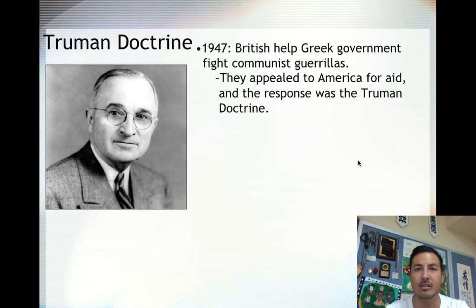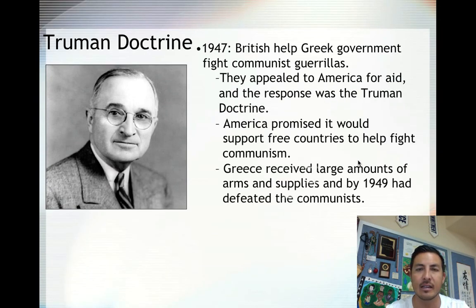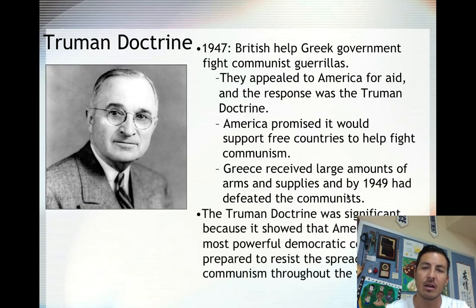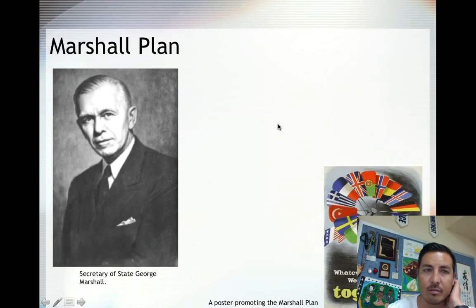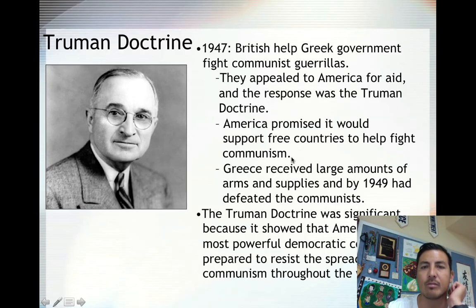So the Truman Doctrine is the idea that yes, you should contain it, but actually you should support democracy. So, anyways, I'm just going to sum it up right here. The Truman Doctrine was significant because it showed that America, the most powerful democratic country, was prepared to resist the spread of communism throughout the world. So he makes a promise again right here, and you kind of heard this a couple times, but America promised it would support free countries to help fight communism. So, hey, you want to be free? We'll give you money. We'll give you troops. We'll do our best to help you out to stop communism.